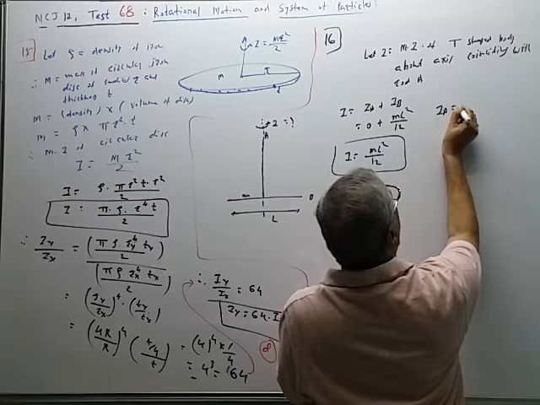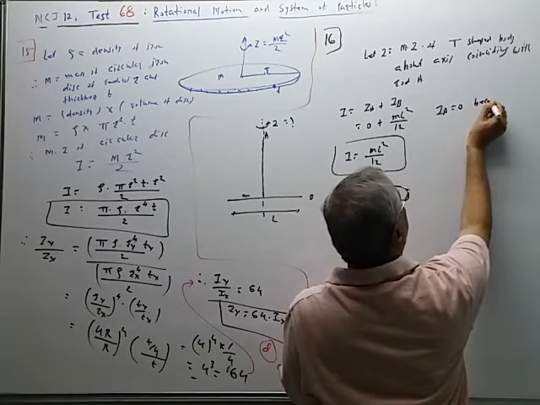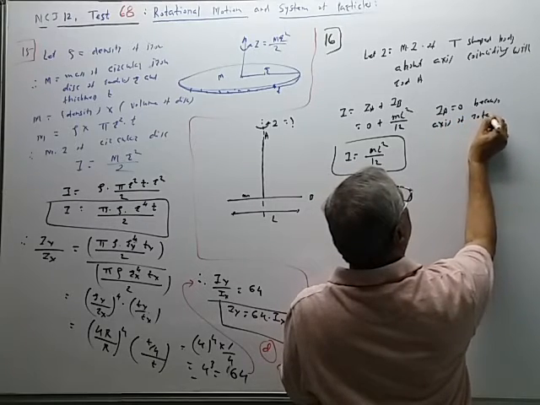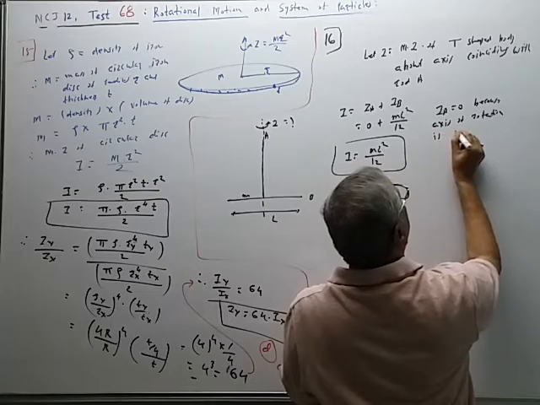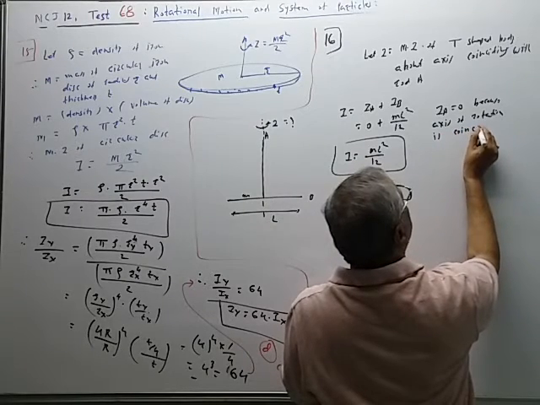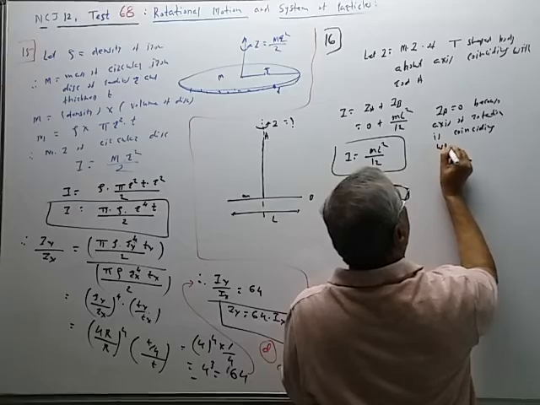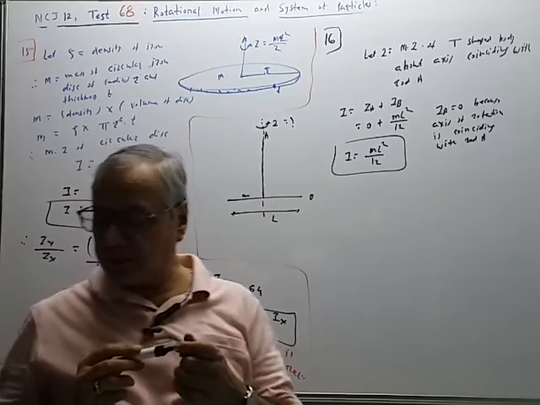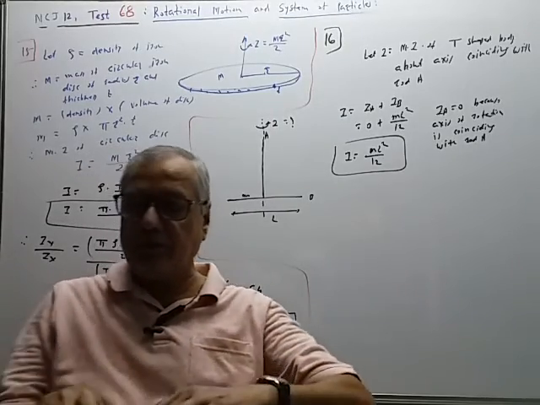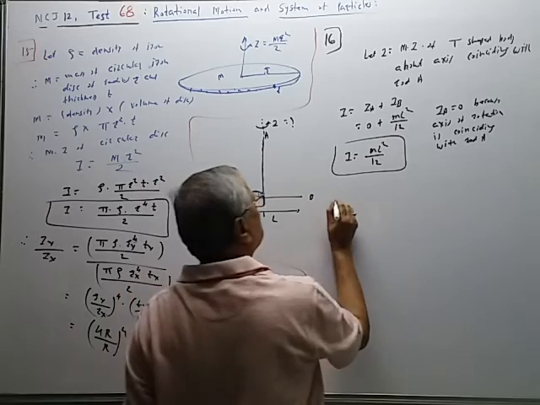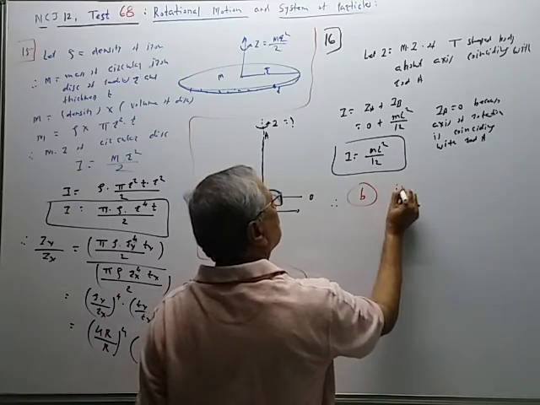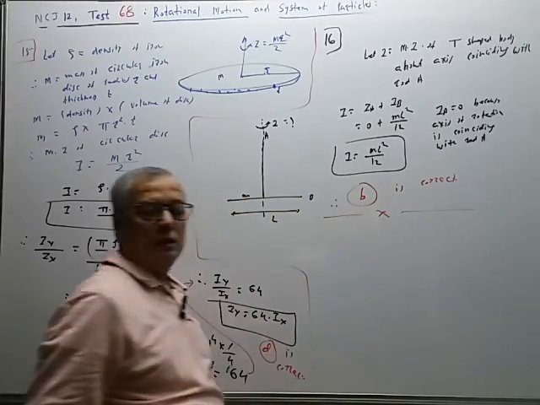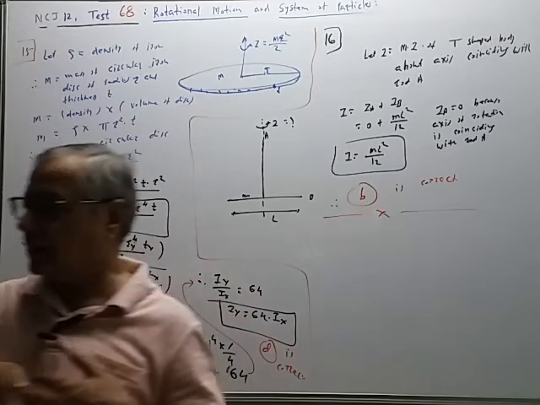I_A is equal to 0 because the axis of rotation is coinciding with the rod A. So ml square by 12, this is the correct answer and therefore B choice is correct.